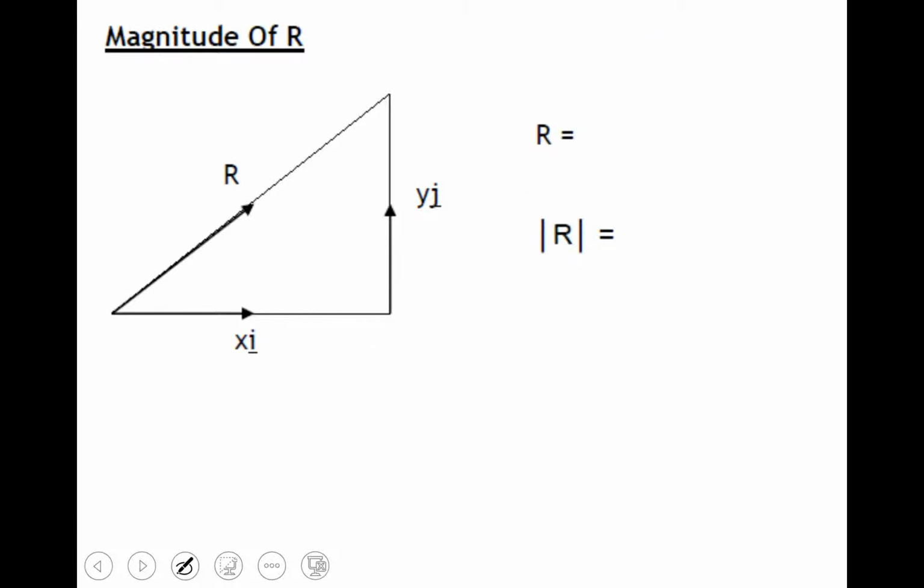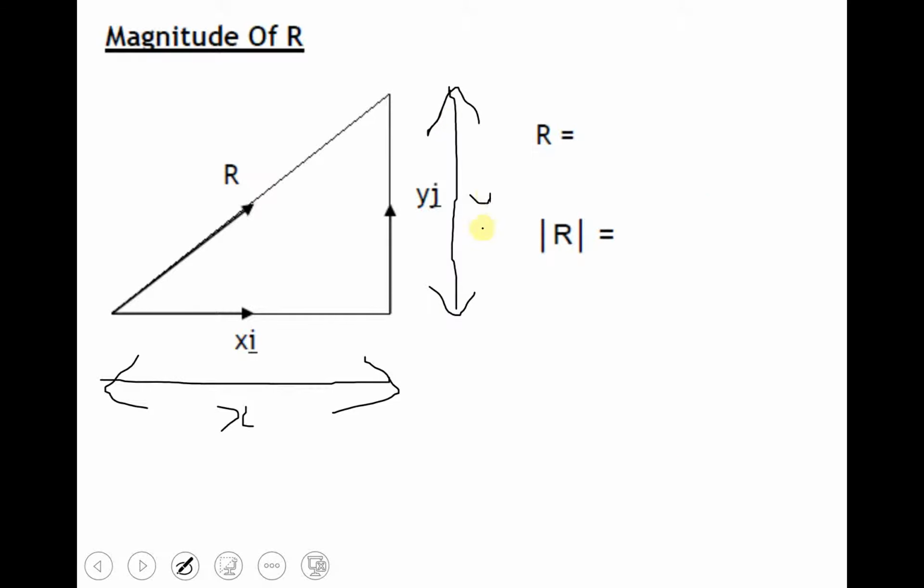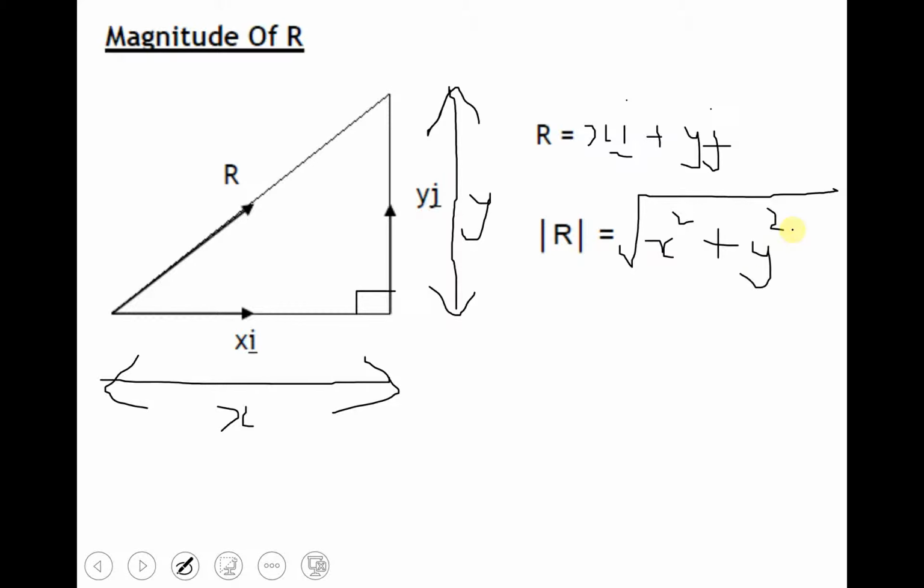Sometimes we need to find the magnitude of a vector, which you can think of in some terms as the length of the vector. Now xi, because i is a unit vector, has magnitude x. yj, because j is a unit vector, has magnitude y. So what we've got is a right-angled triangle, with the two shorter lengths being x and y. Now we've got r here as being xi plus yj. So the magnitude of r, which is usually denoted by r with vertical lines on either side, is the square root of x squared plus y squared using Pythagoras' theorem.